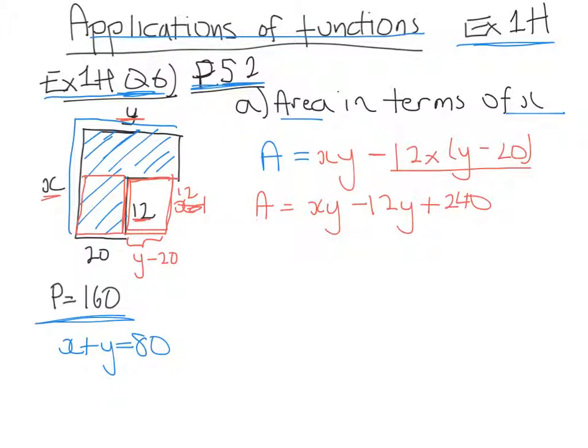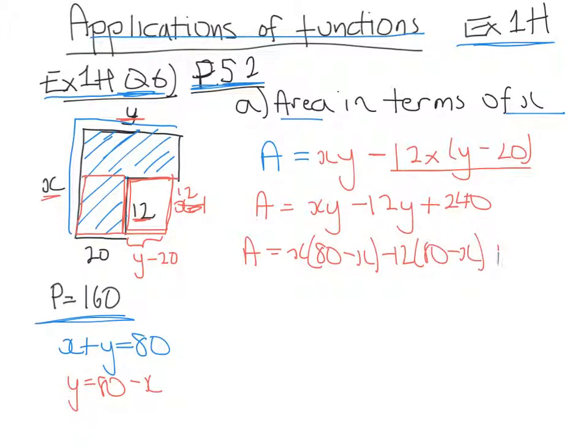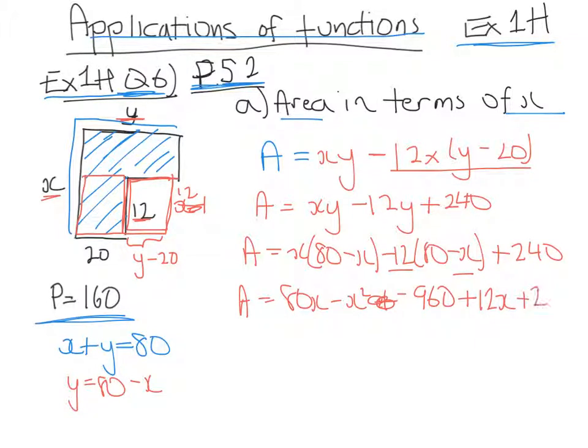Now I need an expression in place of y. If y is equal to 80 minus x, I can say the area is x times 80 minus x, minus 12 times 80 minus x, plus 240. That'll give me 80x minus x squared, minus 960, and minus 12 times negative x is plus 12x, plus 240.